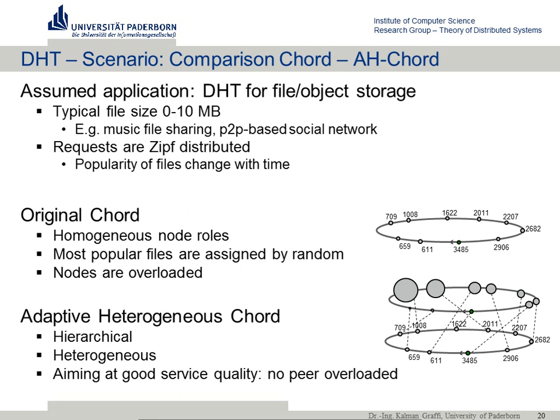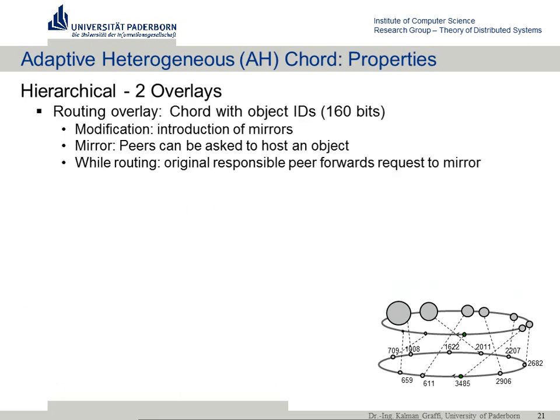And in the second overlay, heterogeneity is considered, and that's the big goal: to have no peers overloaded. So what do we use the second overlay for? First of all, you have a little modification to the Chord overlay.